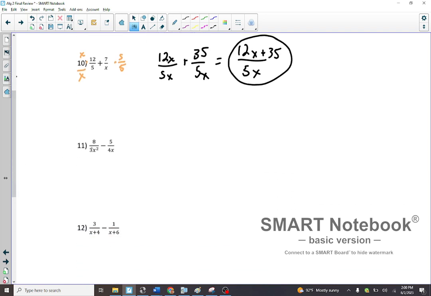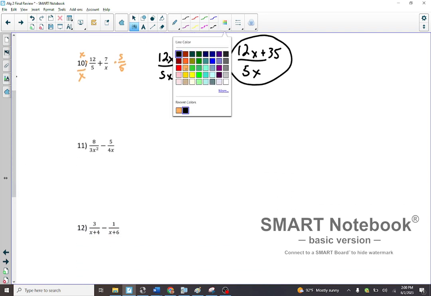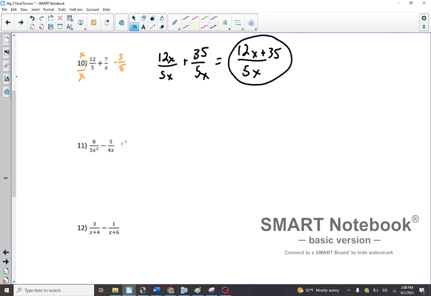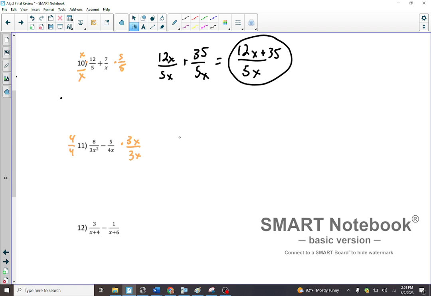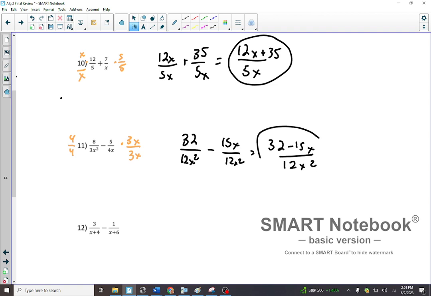Over here, we have minus minus. Again, we need a common denominator between the two. So this guy is missing a 3 and an x. This side already has x squared, so it doesn't need any more x's, it just needs a 4. So the left side needs a 4. Remember, we give what is missing on both sides. So we get 32 over 12x squared minus 15x over 12x squared, which we can make together 32 minus 15x over 12x squared.